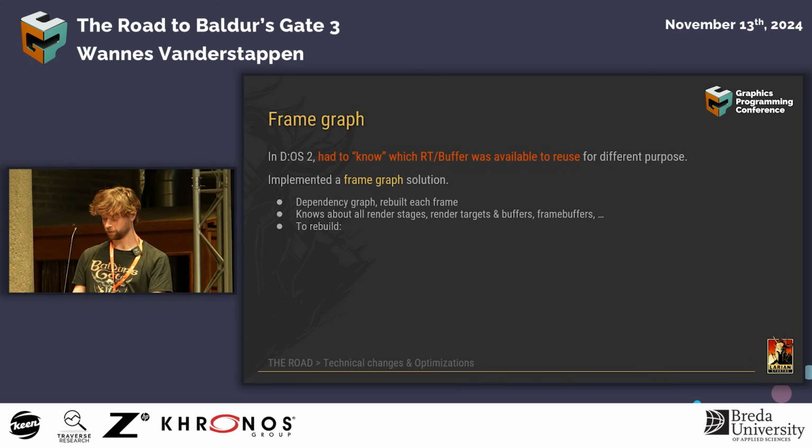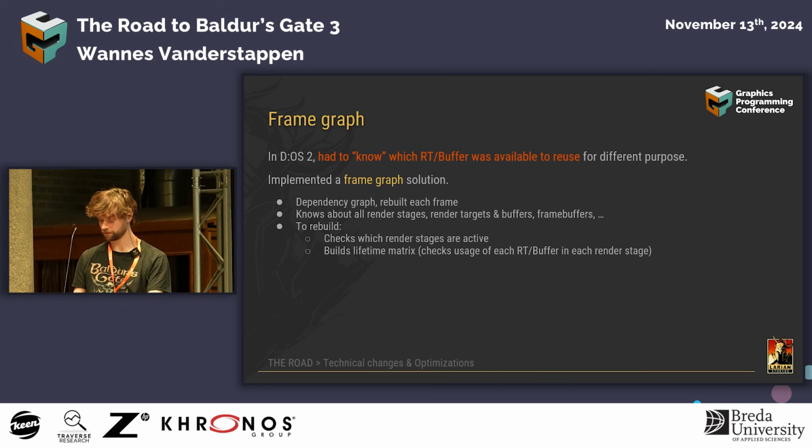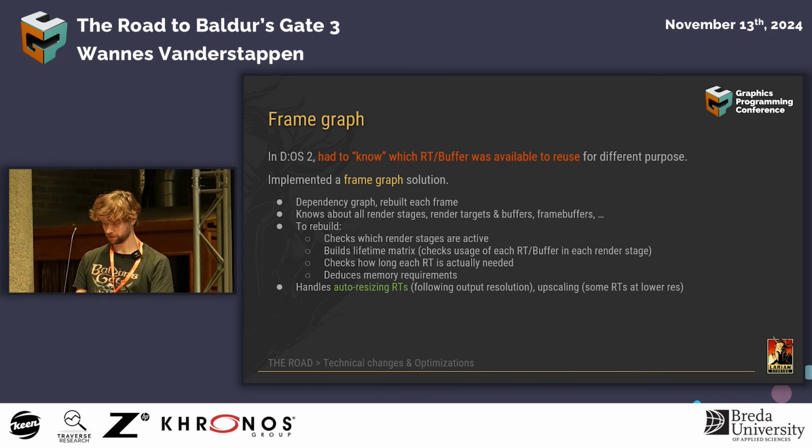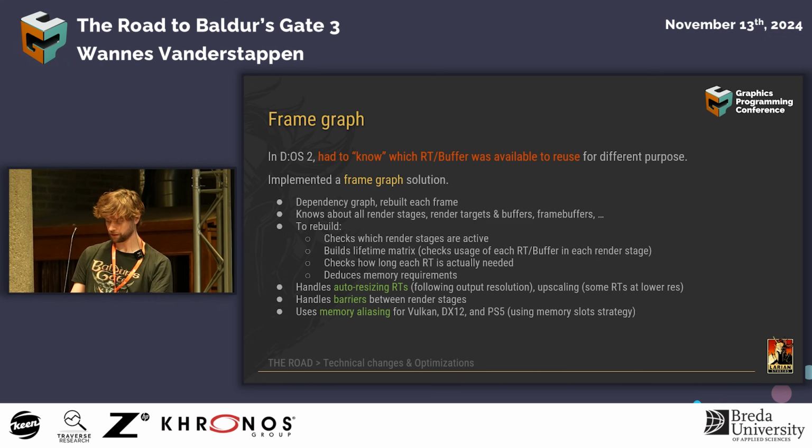To rebuild it, it checks which render stages are active and builds a lifetime matrix, so it checks the usage of each render target or buffer in each render stage. Then it checks how long each render target is actually needed. It deduces the memory requirements from this. This also handles auto-resizing of render targets, following the output resolution of your window, and it handles upscaling as well. It also handles barriers between render stages, and we use memory aliasing for Vulkan, DirectX 12, and PS5 using a memory slots strategy, and for DirectX 11 we use just a resource slots strategy as a fallback.